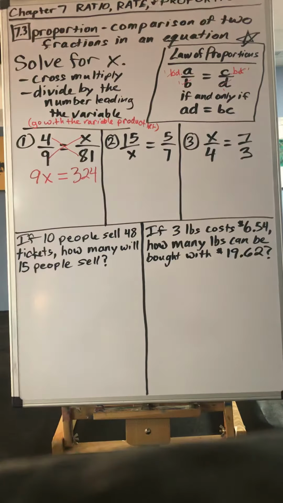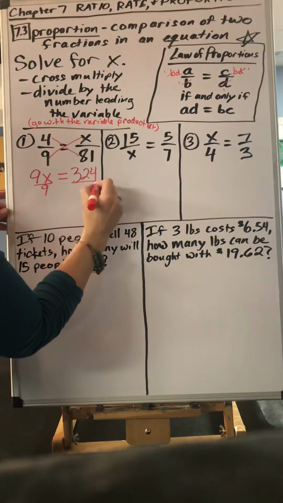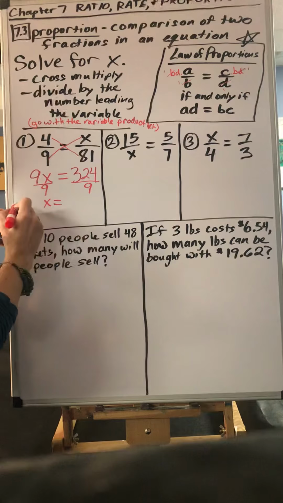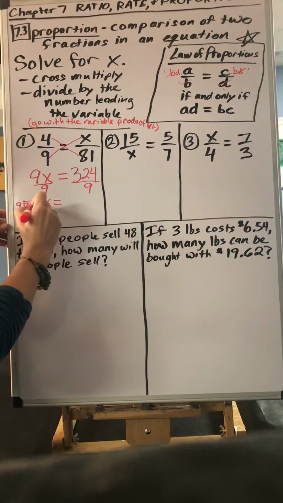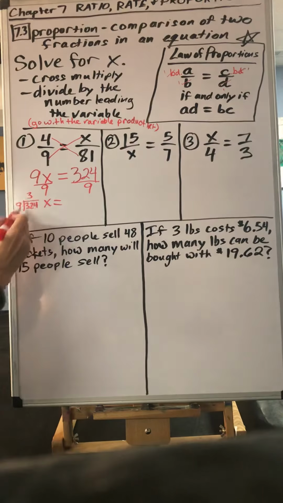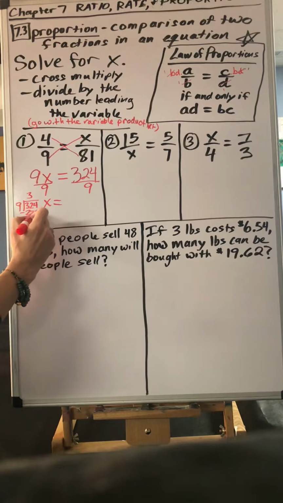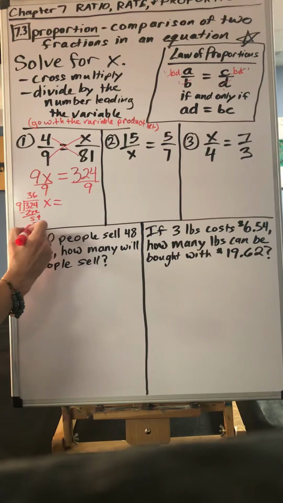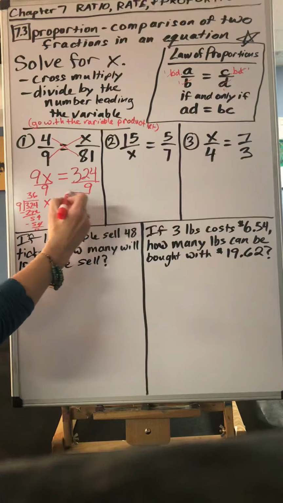So 9 times x is 9x. 4 times 81 is 324. And then I'm going to divide both sides by 9. 9 goes into 324. Well, first of all, 9 goes into 32 3 times. 9 times 3 is 27. Subtract and get 5. Bring down the 4. 9 goes into 54 6 times. 9 times 6 is 54. And your answer is 36.